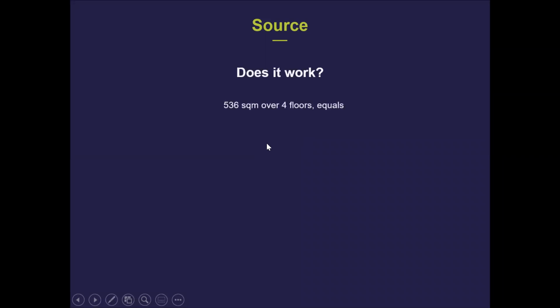So how does it work? I found a property and it was 536 square meters over 4 floors. Now what that equals to is 134 square meters per floor, because on the footprint, all the floors were exactly the same size. So the first thing that you need to do is take off 20% per floor, which means that 134 goes down to 107.2 square meters of habitable area per floor.